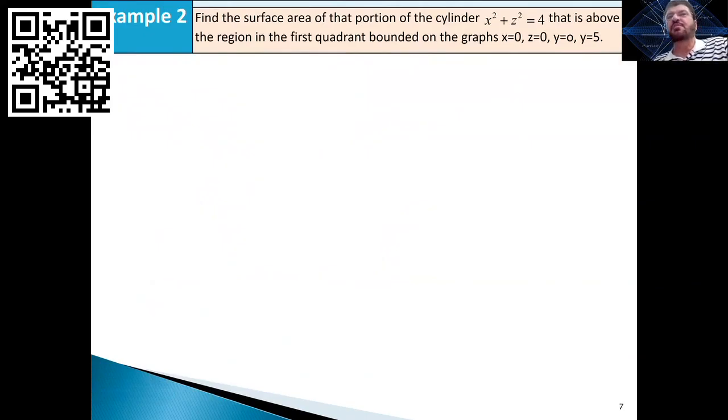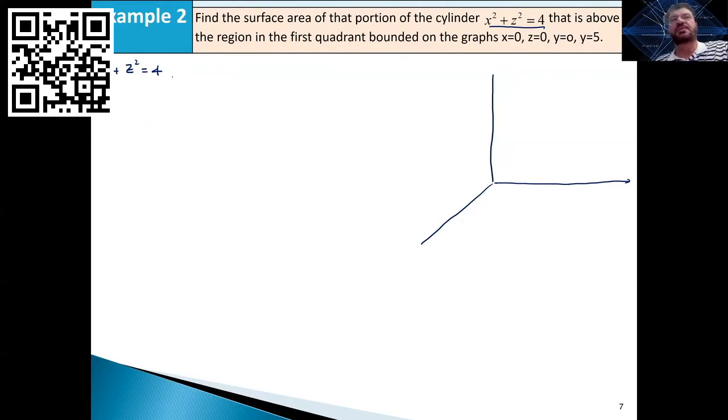Find the surface area of the portion of this cylinder that is above the region in the first quadrant bounded by all of these. We have a cylinder, guys. This is our cylinder. We have x squared plus z squared is equal to 4. How does the graph look like? Let's see if we can really come to imagine how the graph looks like.